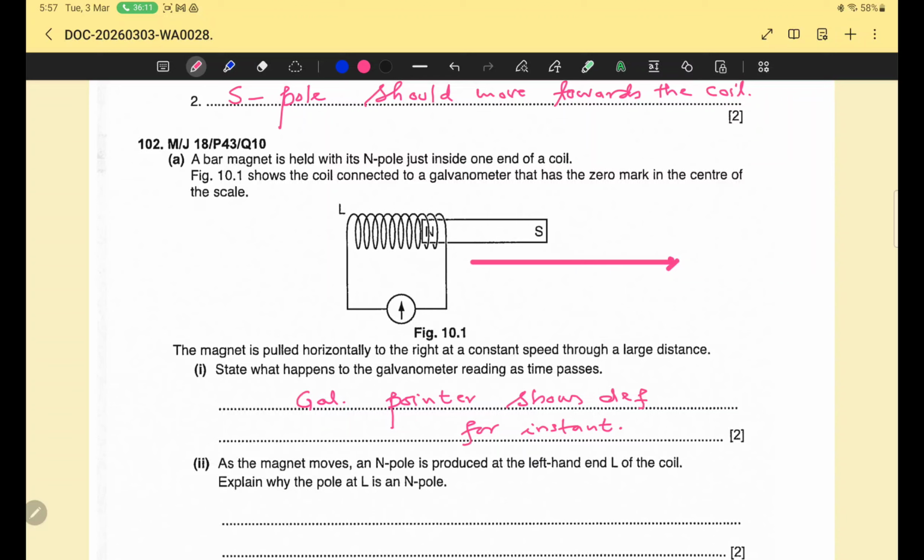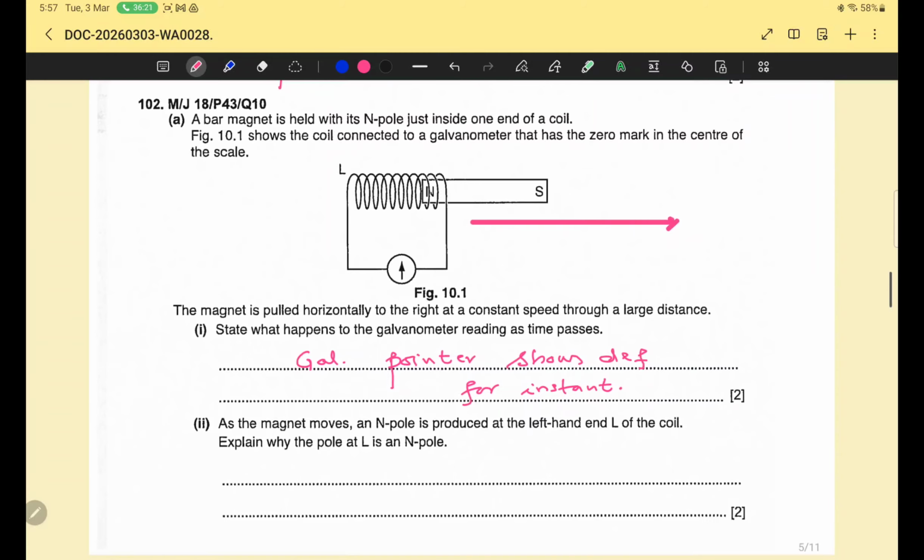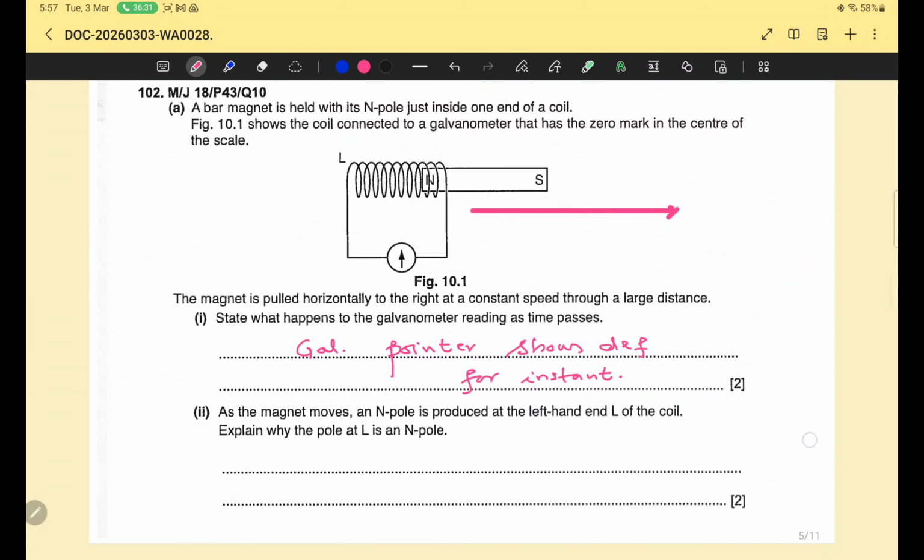So when the magnet is moved just one time, the deflection is only for an instant. But if you keep on moving the magnet in and out, then there is a constant change of magnetic flux, and if the magnetic flux keeps on changing, then current is produced continuously.